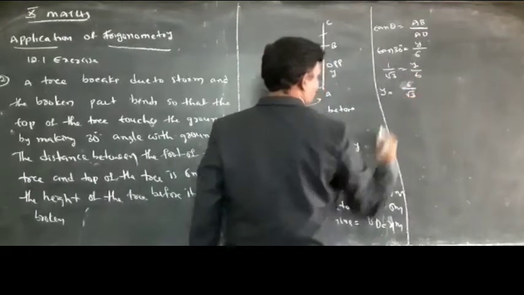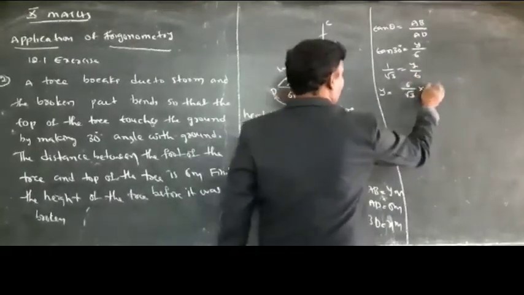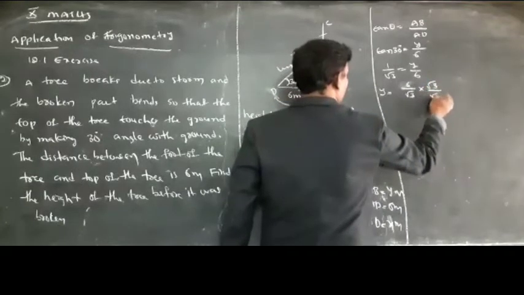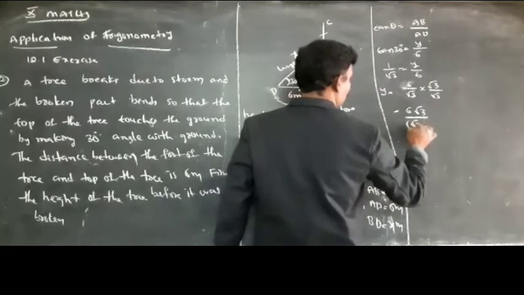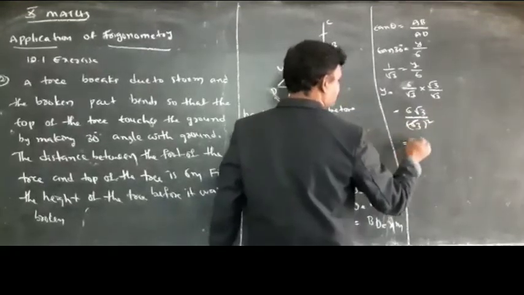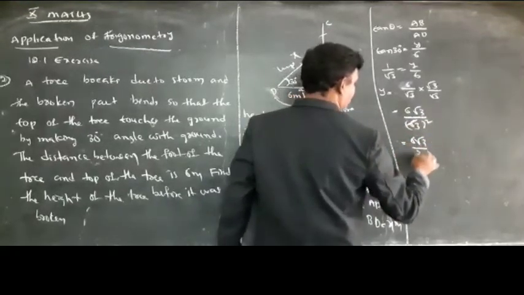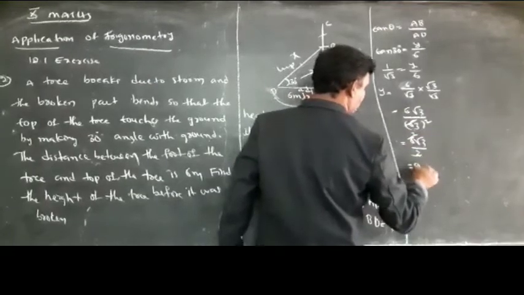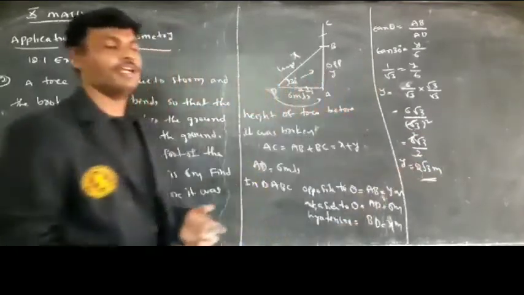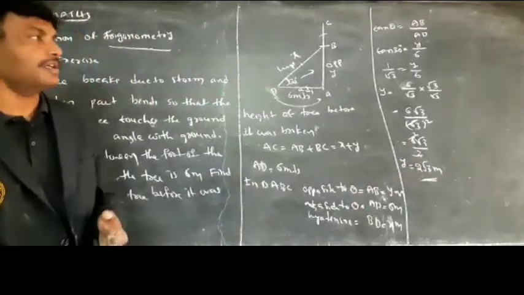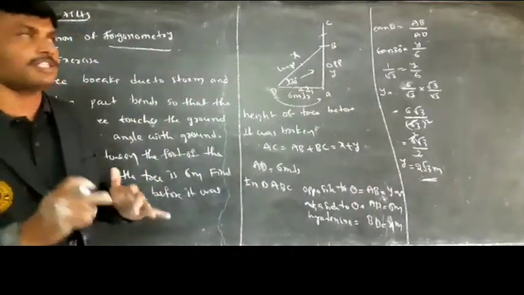6 by root 3. Now I am doing the rationalizing factor. So it is 6 root 3 by root 3 whole square. Cancel. 6 root 3 by 3. 3 ones are 3, 3 twos are 6, is equal to 2 root 3 meters. What is the value of Y? Y is equal to 2 root 3 meters. Now I need the value of X.